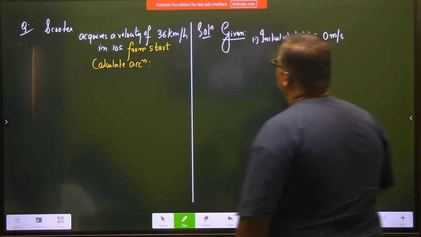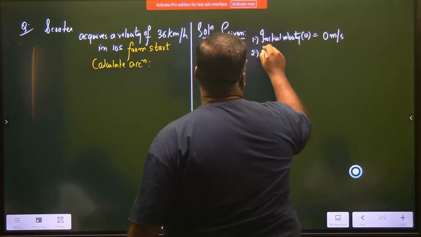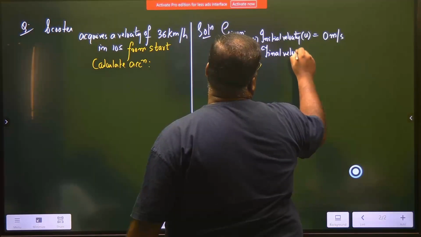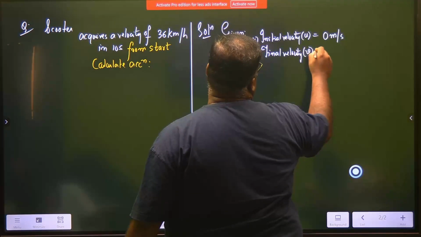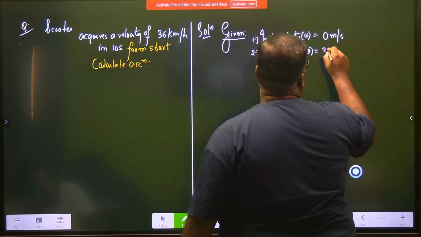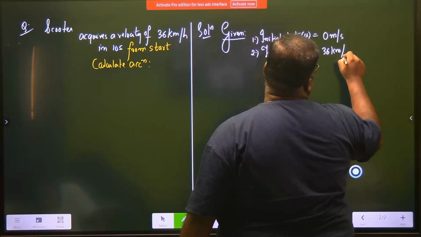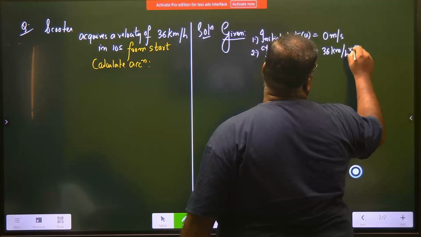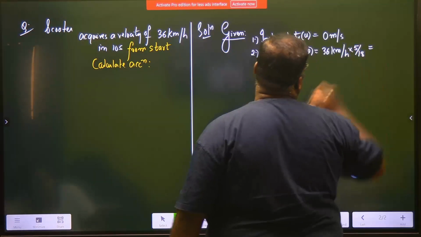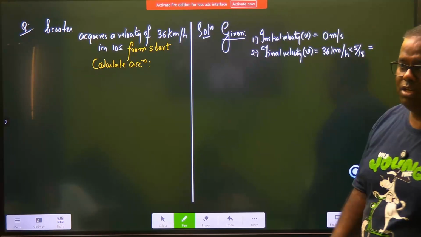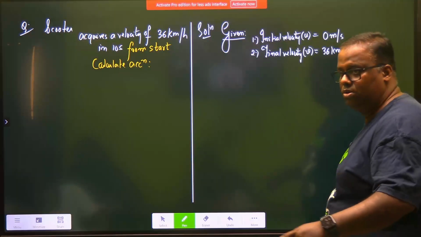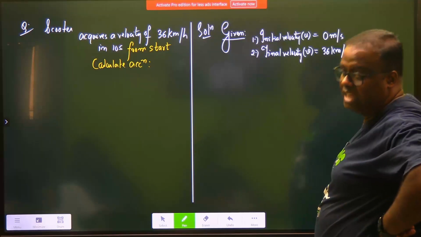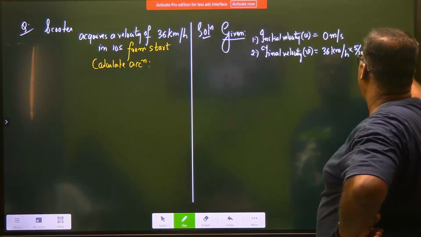Then number 2, final velocity. What do I write it as? V. How much is it? 36 kilometer per hour. So we will do it as 36 into 5 by 18. If I do 5 by 18, I'm converting kilometer per hour into meter per second. 18 2s are 36. 2 into 5 makes it 10. So this means it is 10.